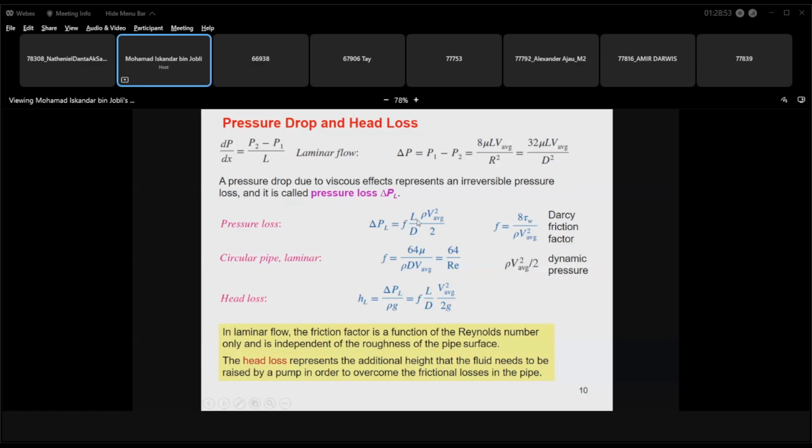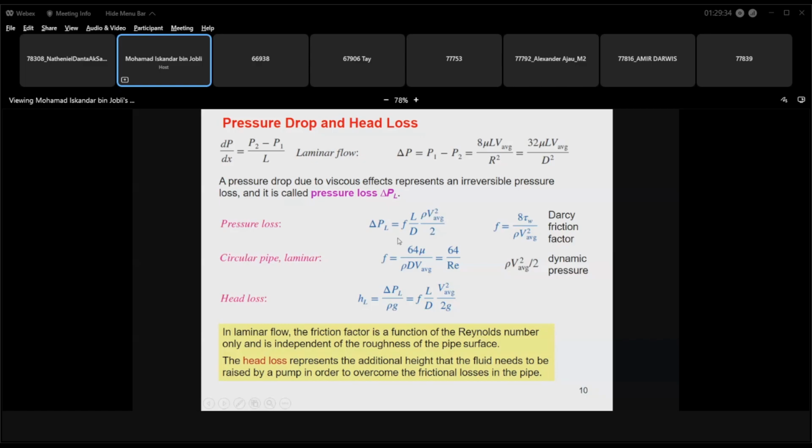L here is the length of the pipe, and D is the diameter of the pipe, times rho V squared over two, rho being the density. I repeat, the pressure loss delta P_L equals f, the friction factor, which represents the friction inside the pipe, times L, the length of the pipe, over D, the diameter of the pipe, times rho V squared over 2.